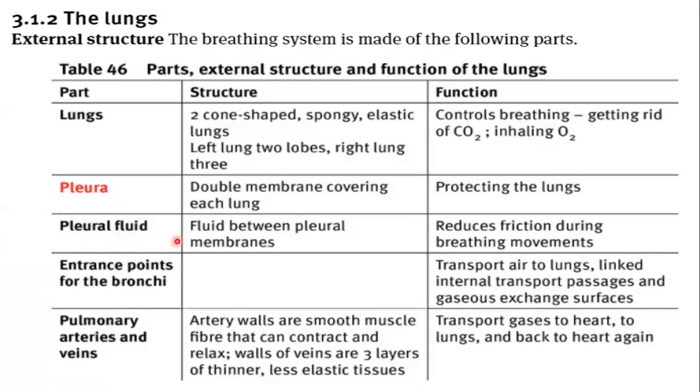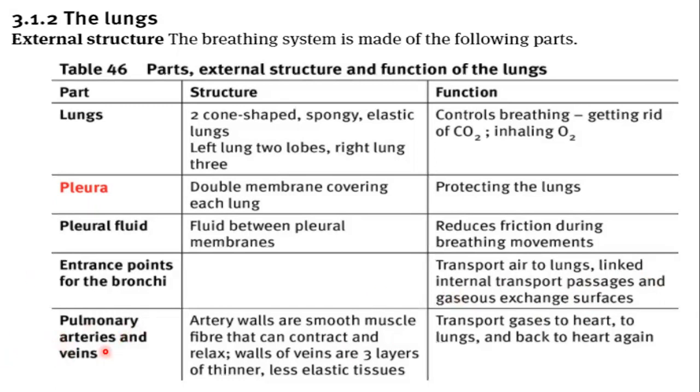You have the pleural fluid, which is there to keep it moist and reduce friction during breathing movements. So the fluid is between the pleural membranes. Then you've got the entrance points for the bronchi, which transport air to the lungs. It's linked to internal transport passages and gaseous exchange surfaces.